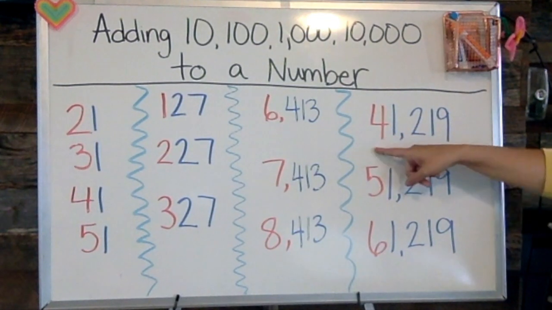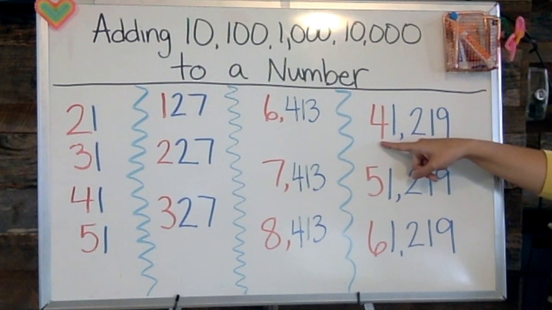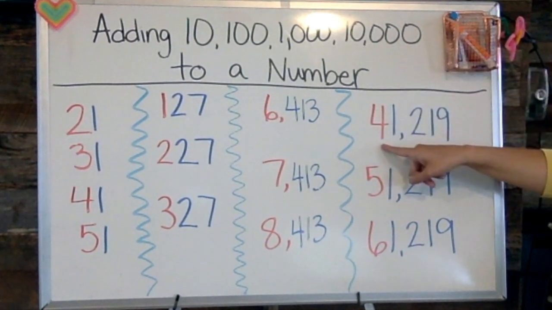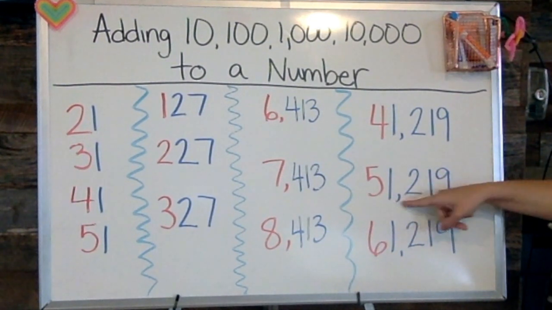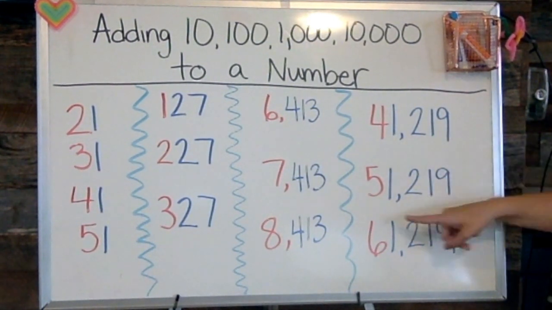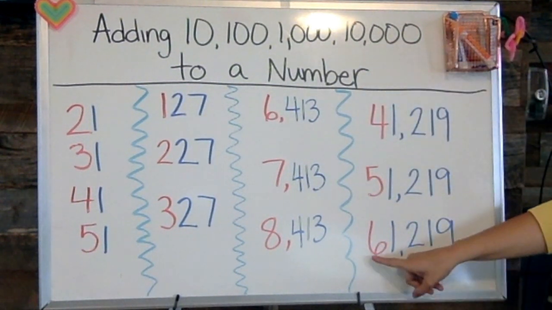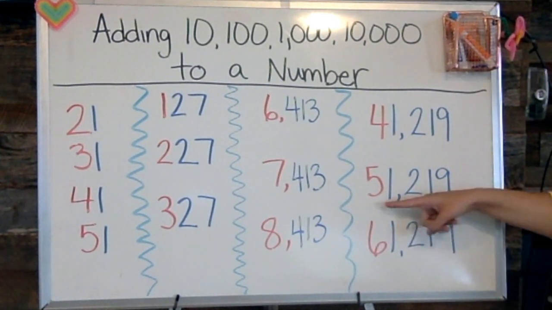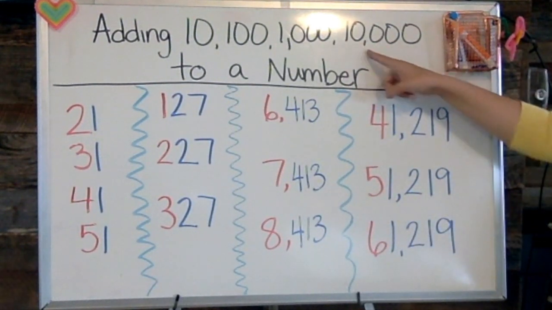So right here I've got 41,219. I'm going to go to my 10,000s place, which is the 4. The 4 is in the 10,000s place. And I'm going to add a 1 to it. That's all I'm adding, right? Just a 1. Now it's 51,219. None of these numbers change. Okay? Only the number in the 10,000s place goes up by 1. And same here. 61,219 is 10,000 more than 51,219 because that 10,000s place has gone up by 1 and everything else has stayed the same.